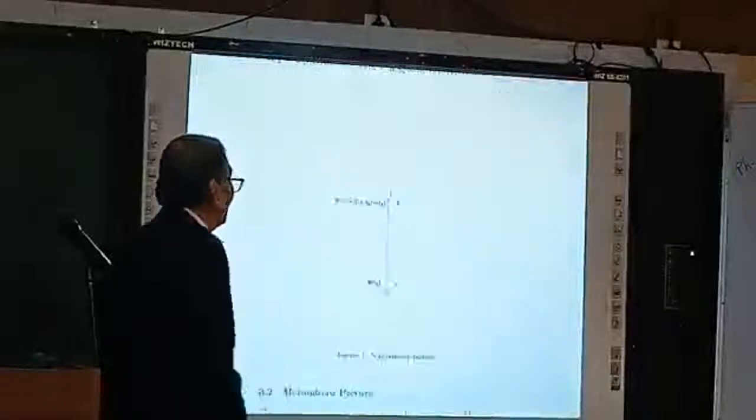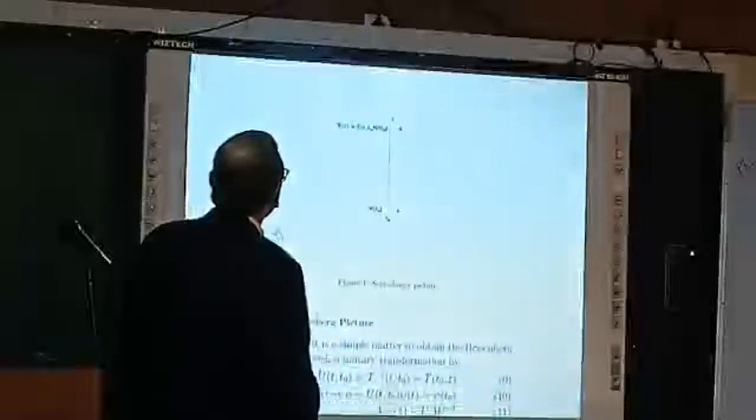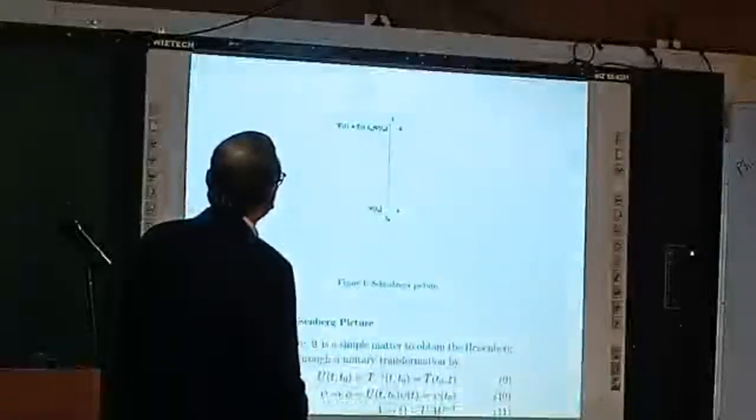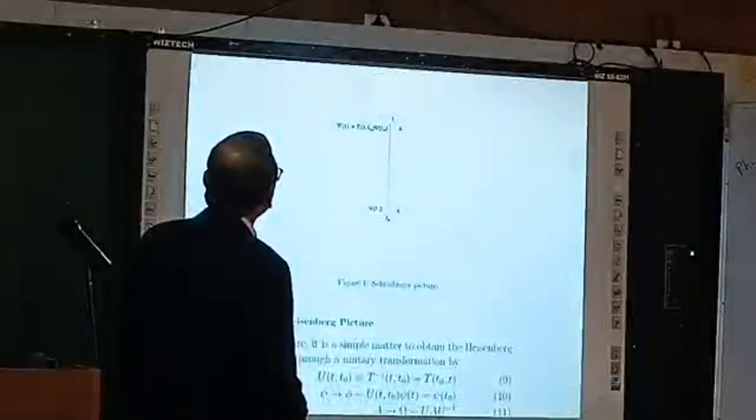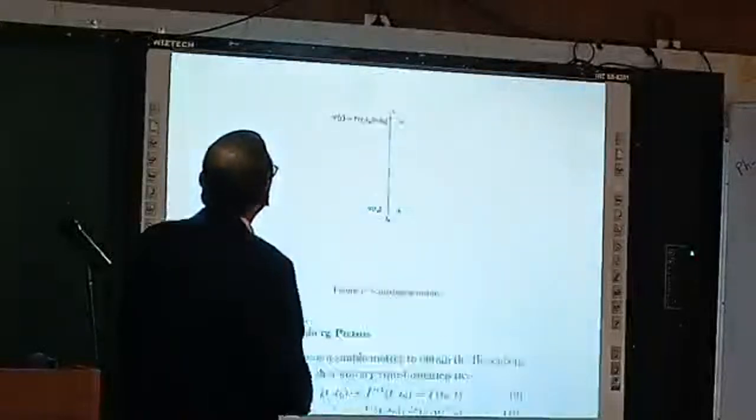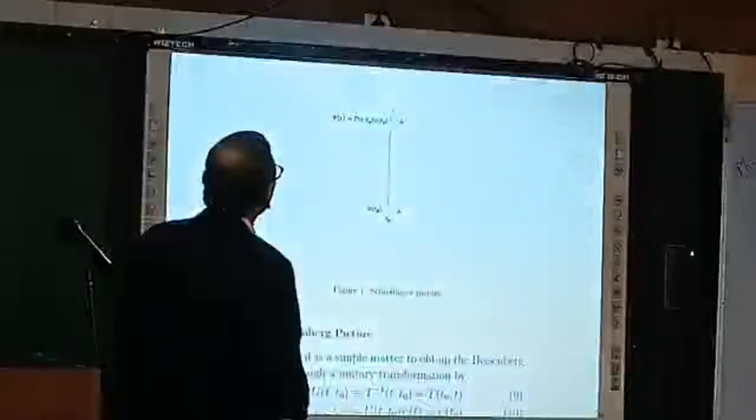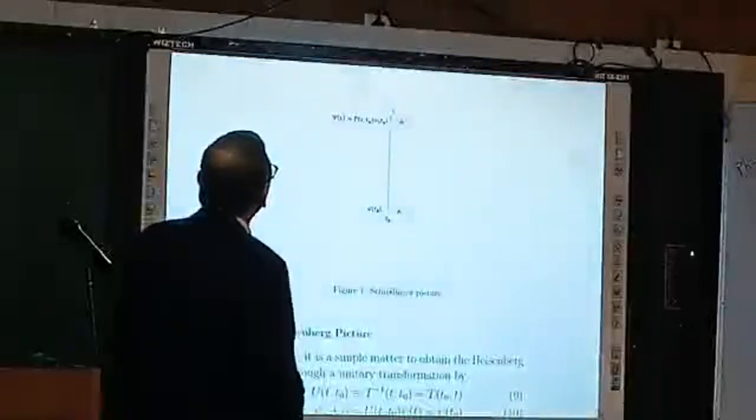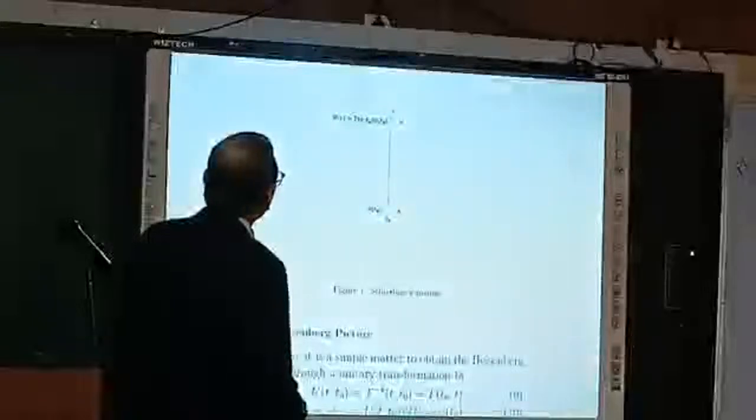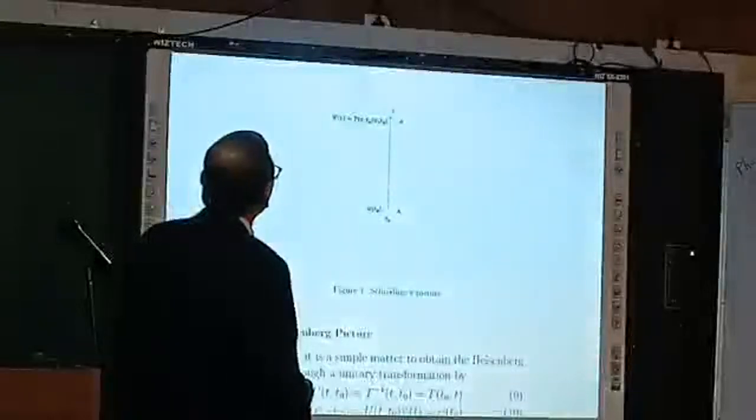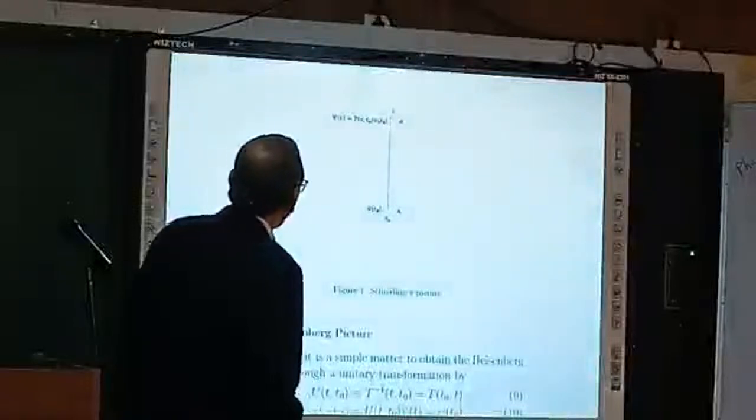So briefly, in the Schrodinger picture, the wave function psi(t0) develops in time t into psi(t), which is obtained from psi(t0) by this time development operator T(t,t0). But the operator, the dynamical variable A, remains the same. This is the Schrodinger picture, right?